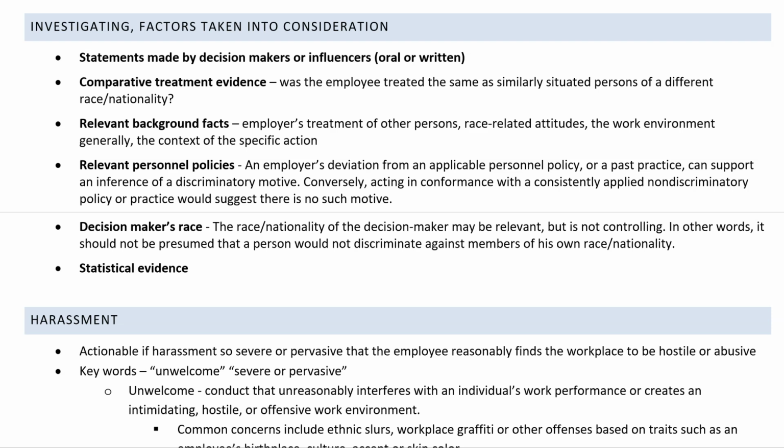It's not determinative. And then finally, we can look at statistical evidence, specifically when we're talking about disparate impact claims.